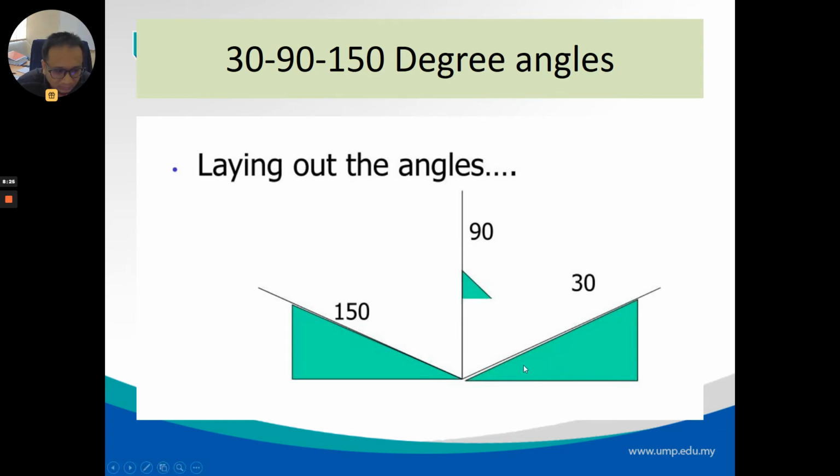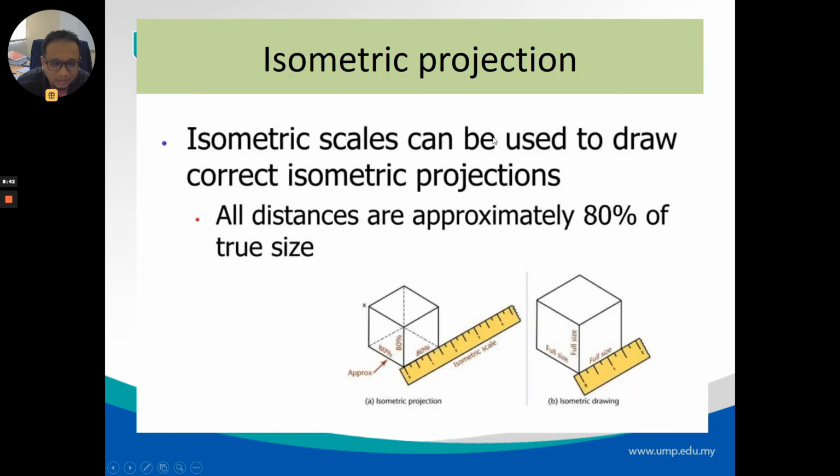Okay, let's look at the 30, 90 and 150 degrees layout. From this is 0 degrees, you move a scale of 90 degrees, and then you project 30 degrees and project 90 degrees upwards, and then another 150 degrees upwards. And then the projection scale can be used to draw the correct isometric projection.